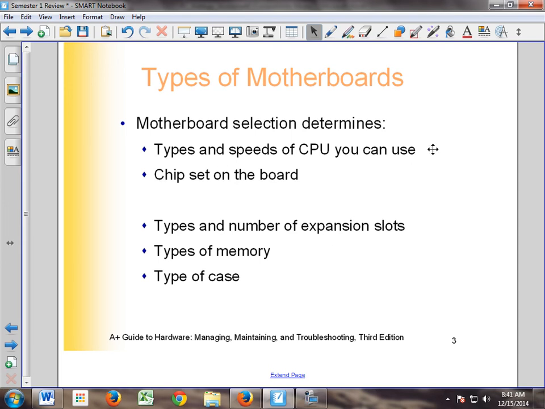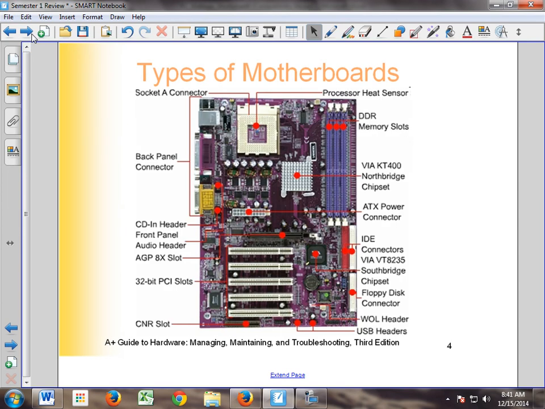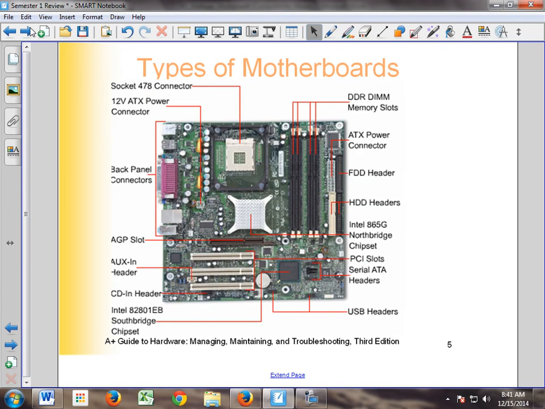Motherboard determines the kind of CPU, what the chipset is, how many and what kind of expansion slots we have, what kind of memory and how much memory we can put in there, as well as the kind of case that we're going to put it in, whether we can put it in a mini ATX, a full-size ATX, a micro ATX motherboard. All those things are determined by our choice of motherboard.